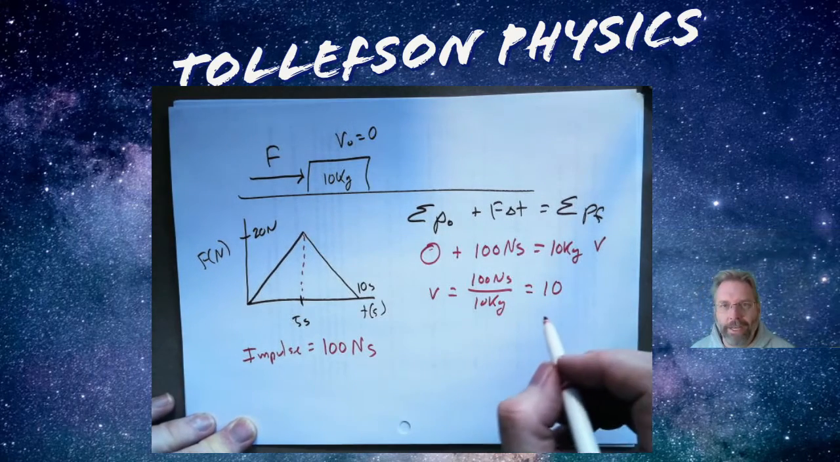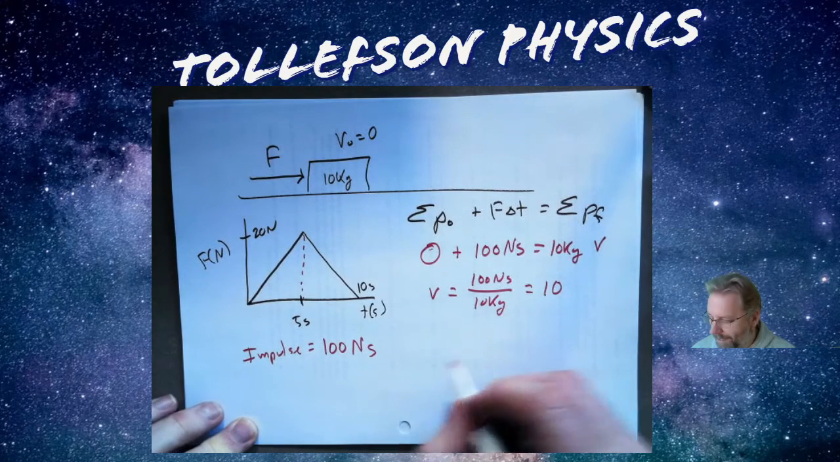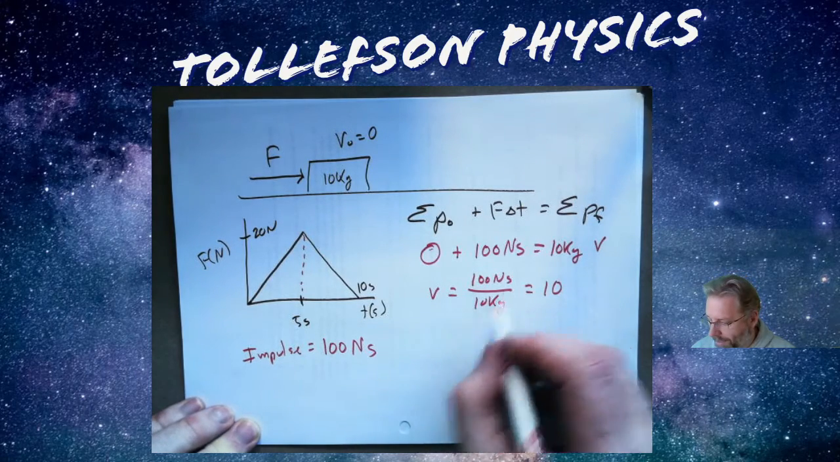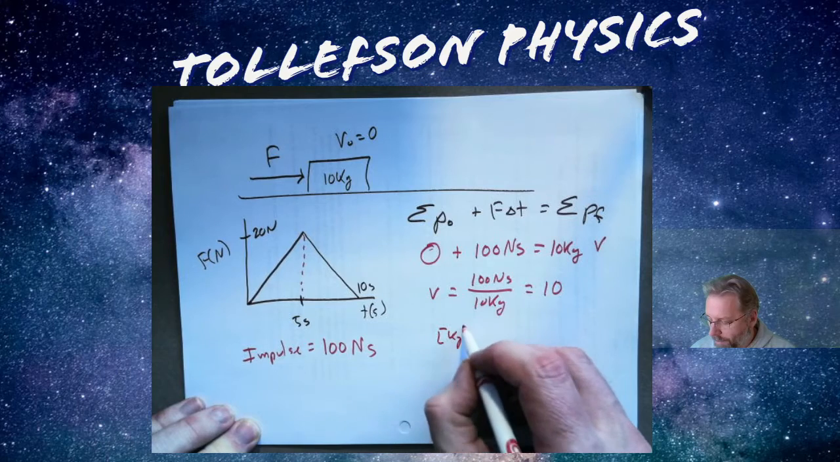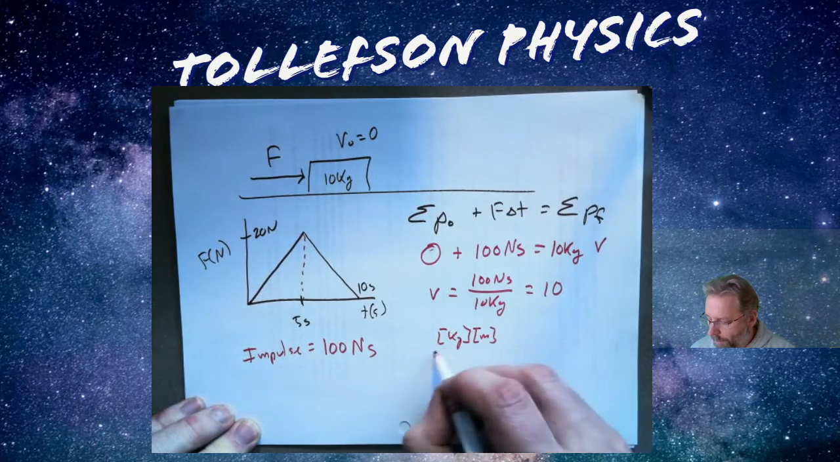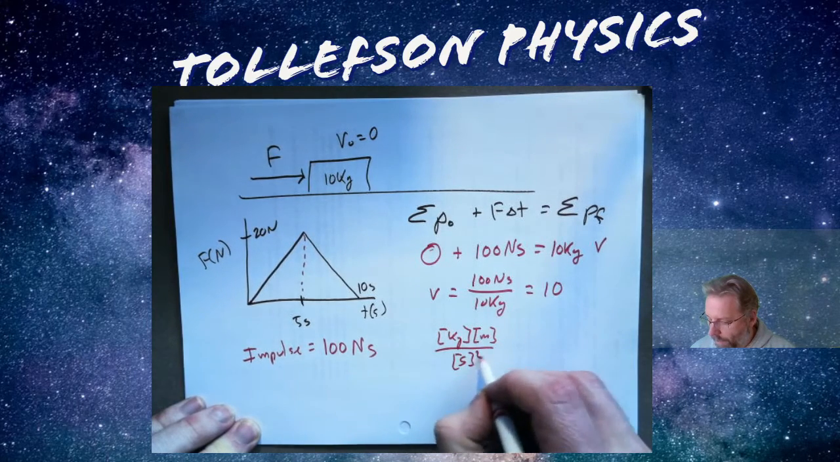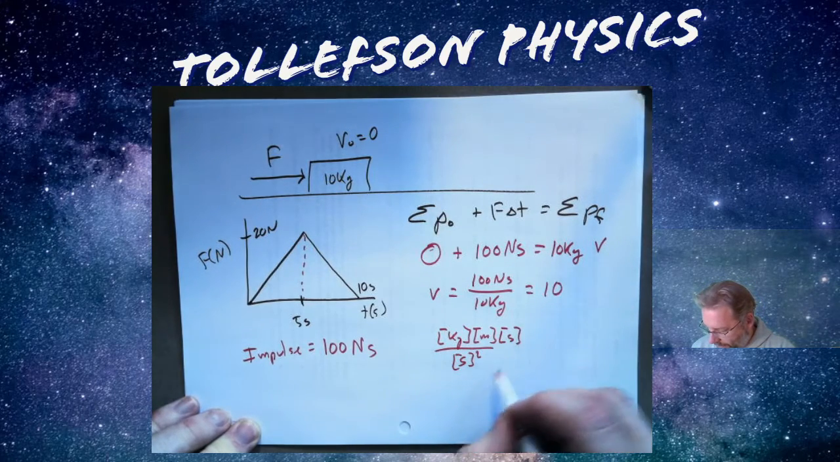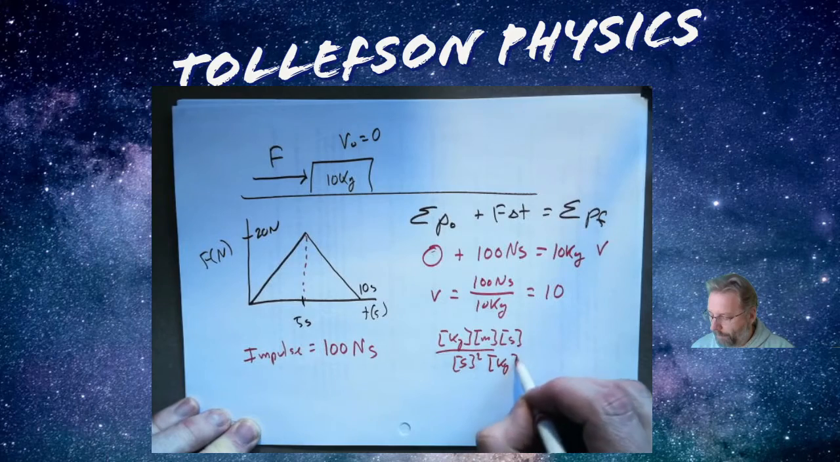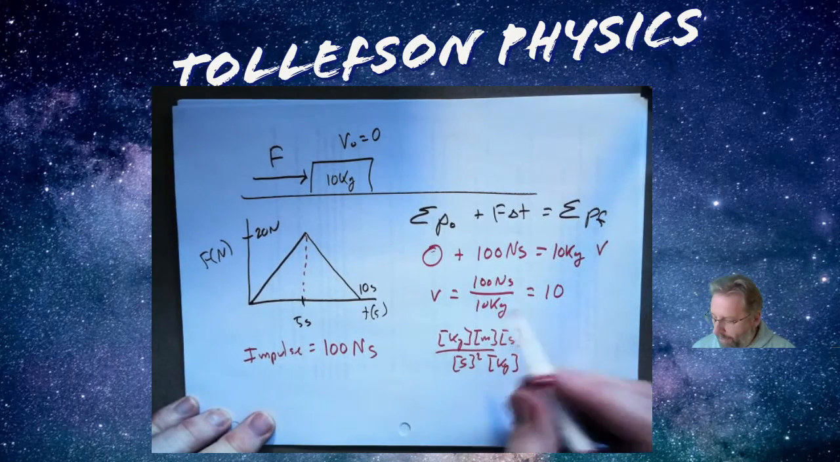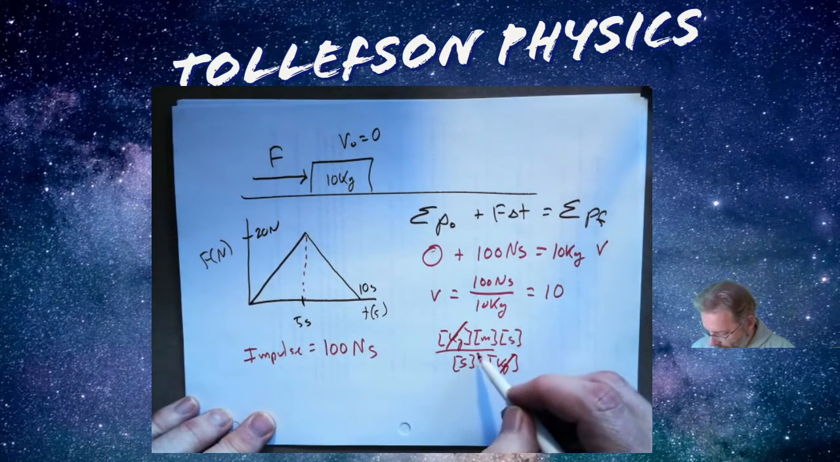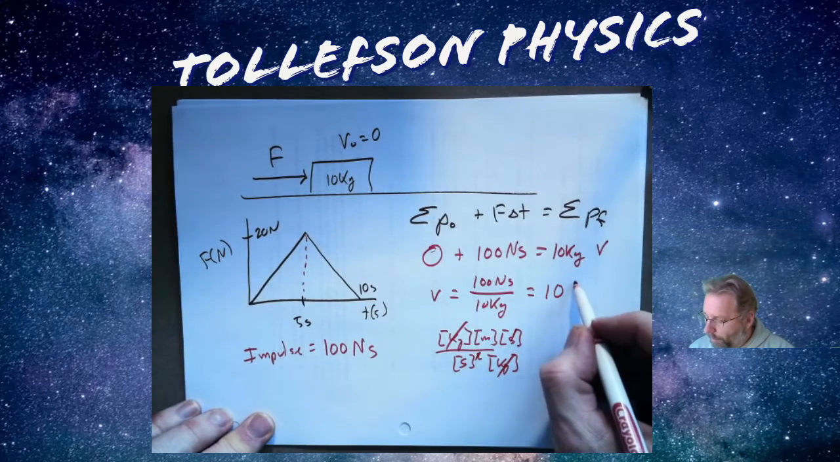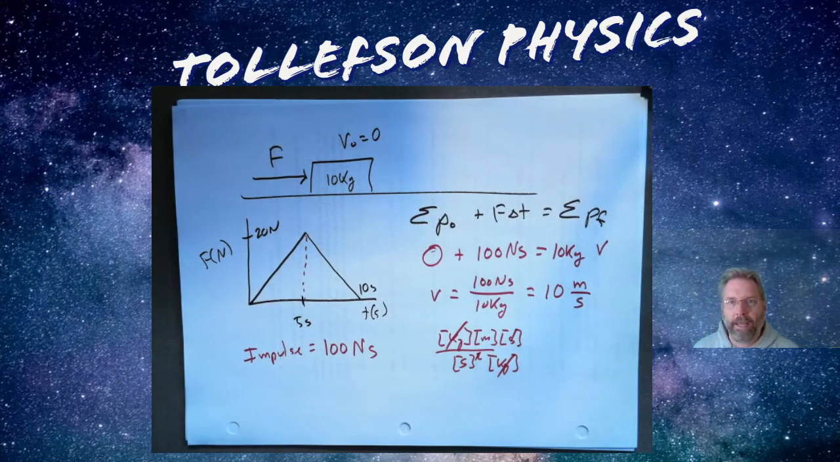Now, does newton seconds divided by kilograms make sense? Let's do a quick unit analysis. A newton is kilograms meters per second squared, and then I have to add the other units, so I have a second and a kilogram. Does that equal meters per second? Kilogram and kilogram cancel, one of the seconds cancels, and lo and behold, I end up with meters per second.